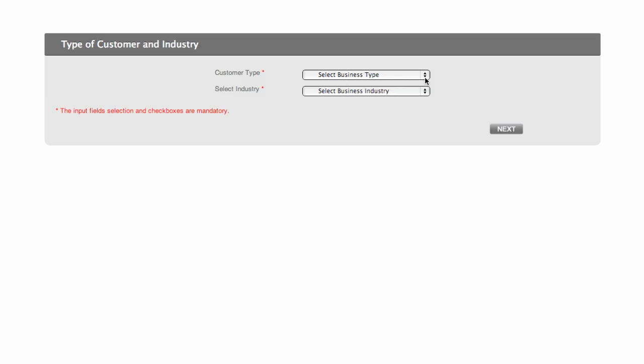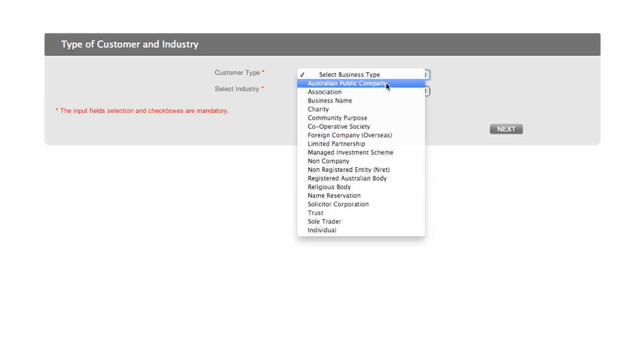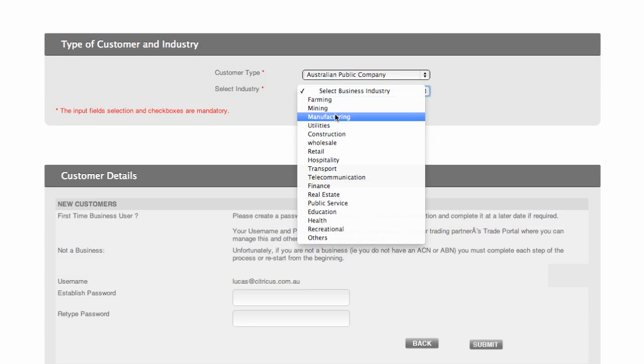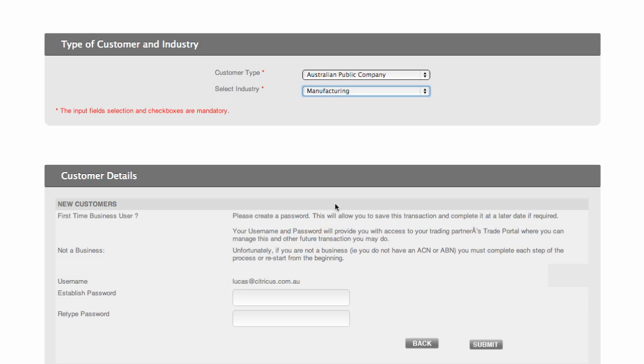They then provide some information about themselves. They provide the type of company or customer that they are. They provide detail of the industry that they operate in. They then, if they have not used the Transact Payments portal before, will need to establish a password.